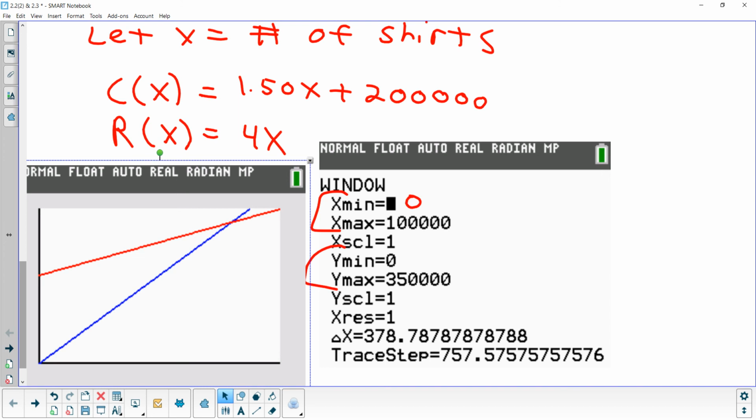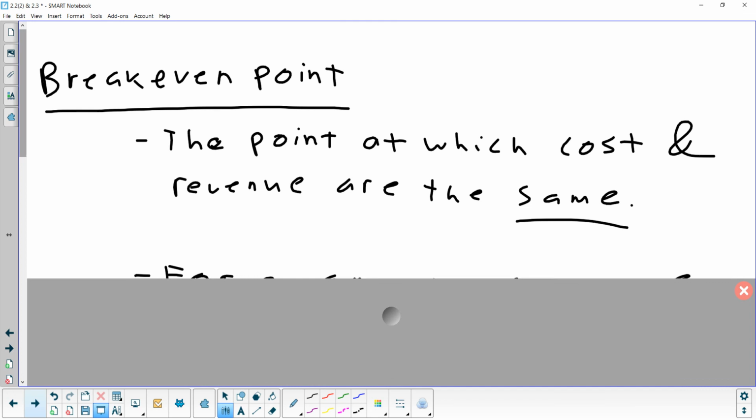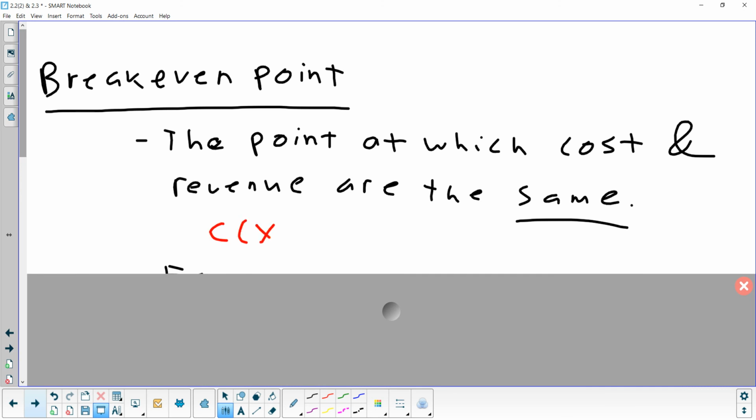Now, this point is something special. Anybody know what that point's called? It's where the cost and the revenue are the same. Yep, Tiana? Is it the breaking even point? Yeah, it's the break-even point. So the break-even point, if you want to think about it algebraically, is where cost equals revenue. That's where your cost and your revenue are the same, and your profit is basically 0. You haven't made money, you haven't lost money.